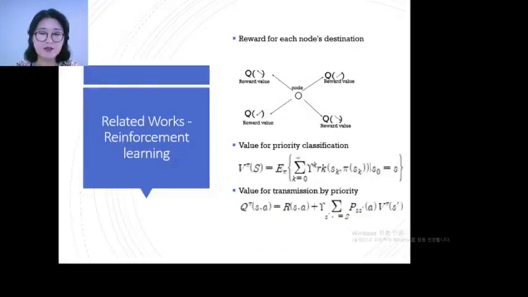And in related works, an important thing is reinforcement learning. Rewards for node destination are variable, and this way has different values. Reward is displayed for each node transmission destination. The reward value is all different depending on the direction. The following expression is a value for priority classification.